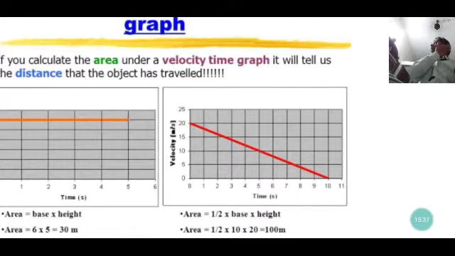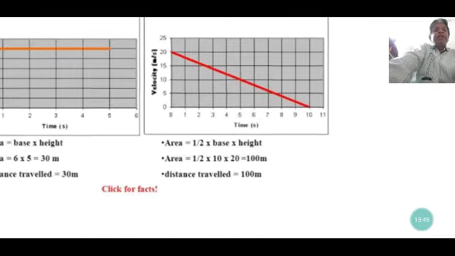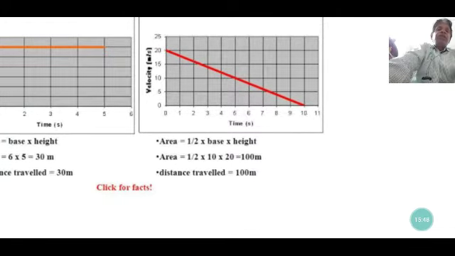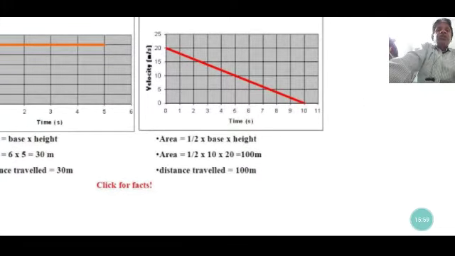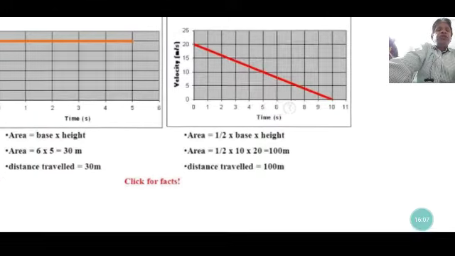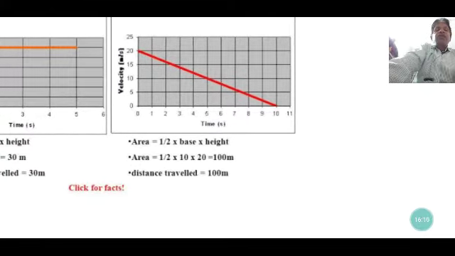Next, if the velocity of the object is decreasing uniformly, that means the rate of decrease of velocity is uniform, then we can also calculate the displacement or the distance covered by the object. Here the velocity of the object decreases with respect to time until it becomes 0. Now the area is calculated by the triangle formula, half into base into height, and this area also gives the distance covered or magnitude of the displacement.